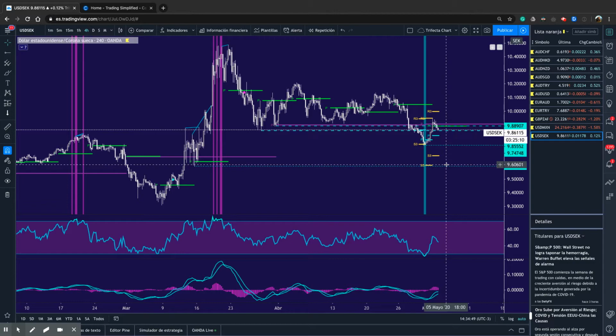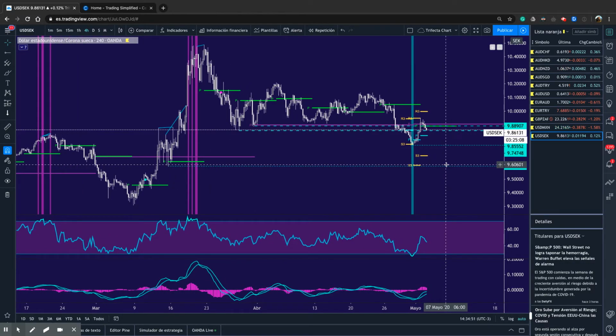And here we have the US dollar against the... I don't remember how you say this. Thank you very much for the comment. I do not remember how to pronounce that. I think it was crown. I'm sorry. Maybe I have to read the comment again. The US dollar against the Corona Sueca in Spanish.